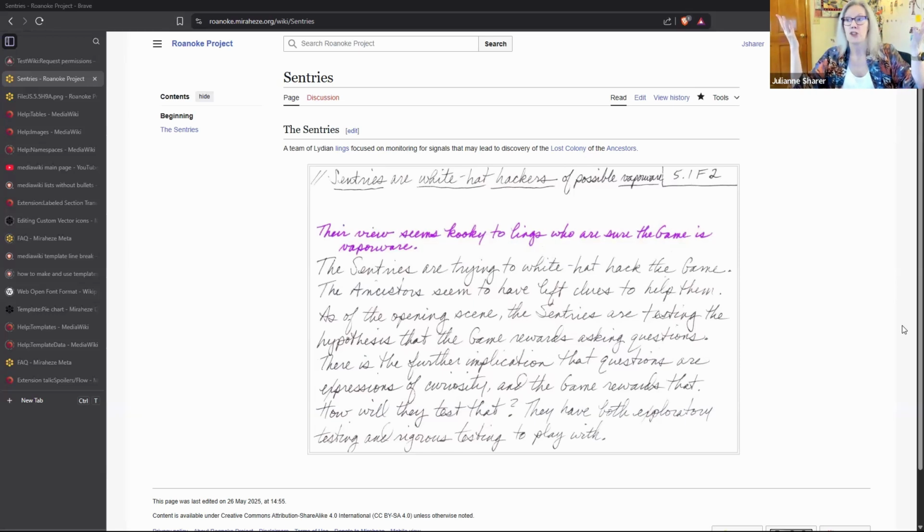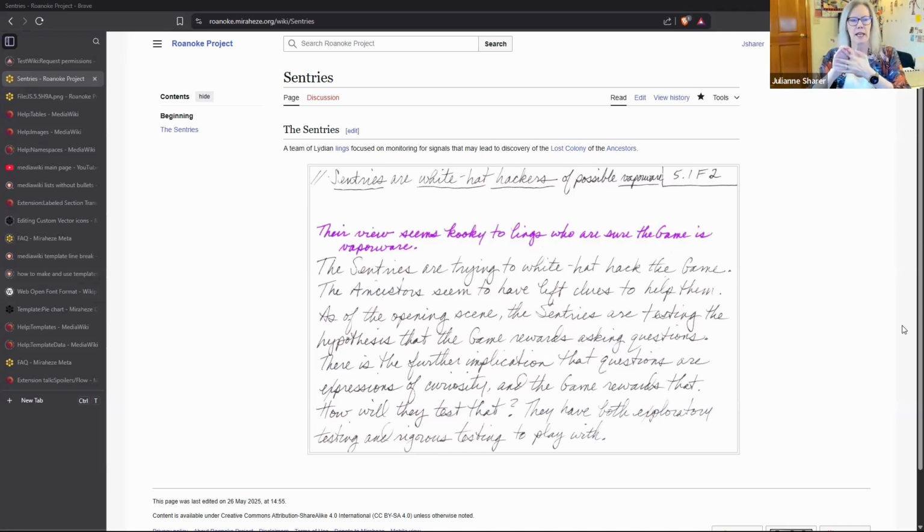But anyway, they're taking this tack of being white hat hackers, and they are trying to hack the game, which includes trying to figure out even what's game and what isn't. The ancestors seem to have left clues to help them, and as of the opening scene, the Sentries are testing a hypothesis that the game rewards asking questions. And so in a lot of the dialogue that we have with Jenna and her father, he apologizes when he's gone off on a monologue and not asked questions. And when she asks a bad question, she kind of punishes herself. That was a terrible question. Right. So they're really focusing on asking questions.